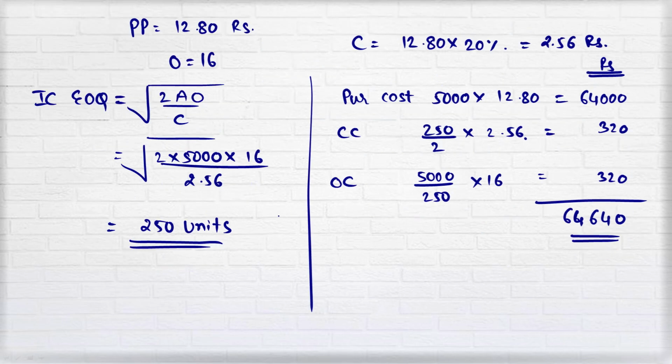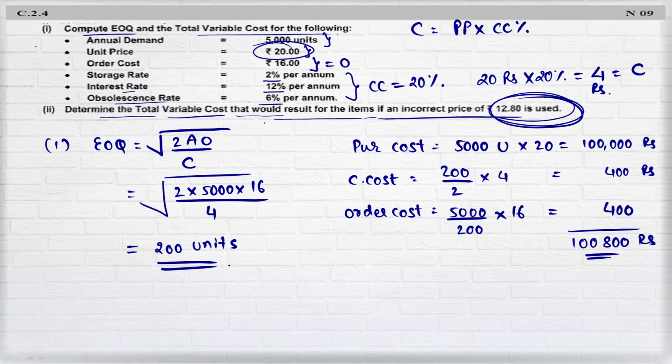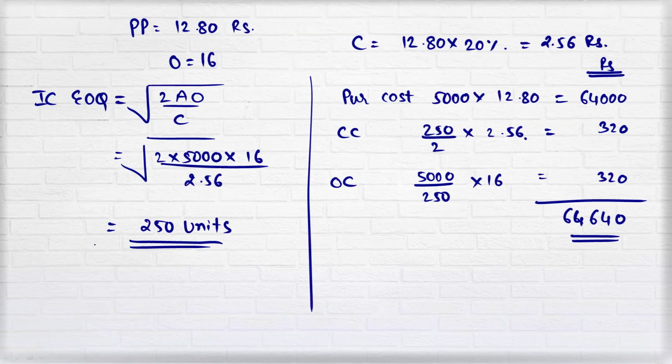No, this is incorrect. They have taken, instead of the purchase price of raw material rupees 20, the purchase price as 12.80. And this is what they are asking us. Determine the total variable cost that would result for the item if an incorrect price of 12.80 is used. What is our answer? If an incorrect price of 12.80 is used, our C will be an incorrect 2.56, our EOQ will be an incorrect 250 units, and at that EOQ, the incorrect cost would be 64,640.